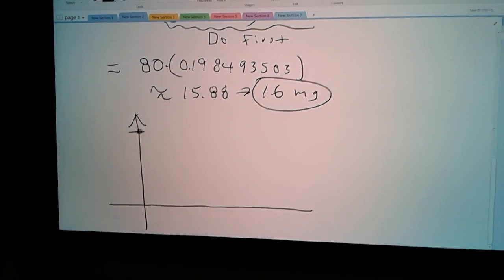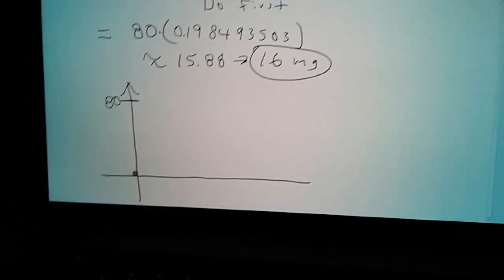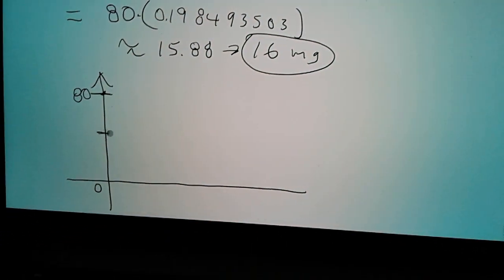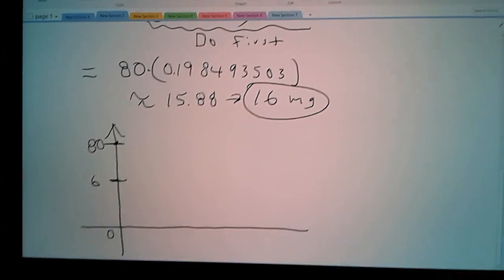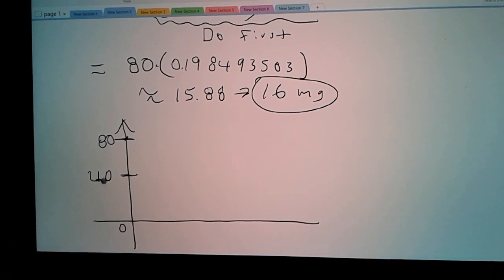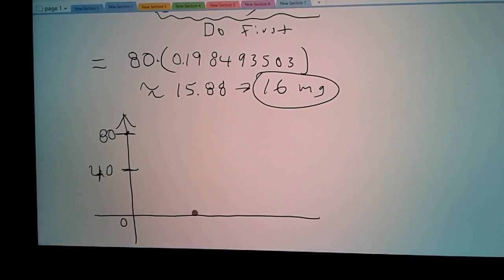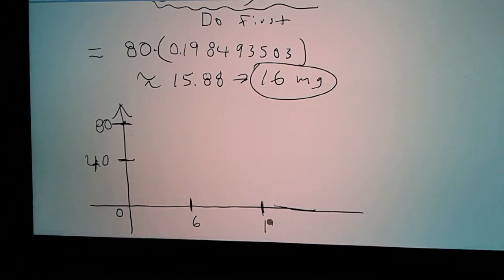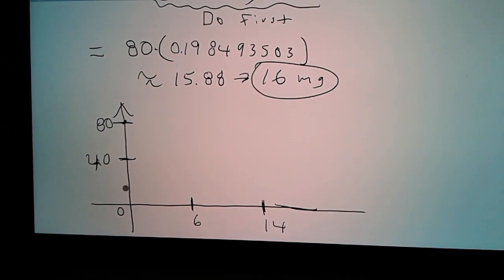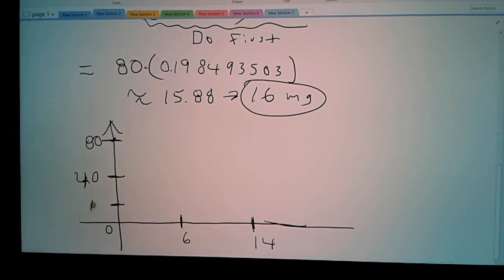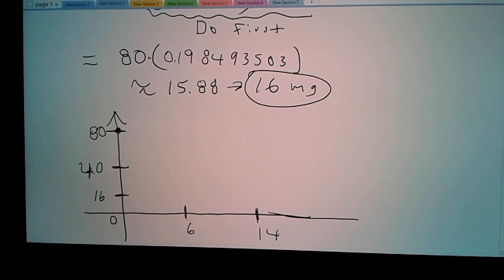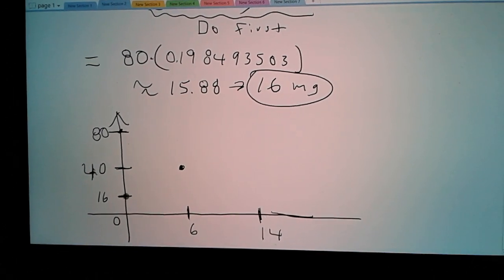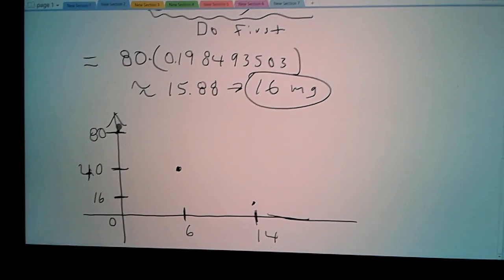So what happened? We started out with 80 milligrams right away. That was the initial amount. After 6 hours, we only had 40, right? So 40 is after 6 hours. After 14 hours, only 16 milligrams left. That's not even half of 40. So at 0, I have 80 milligrams, the half-life tells me 40, and then 16 after 14 hours have passed.